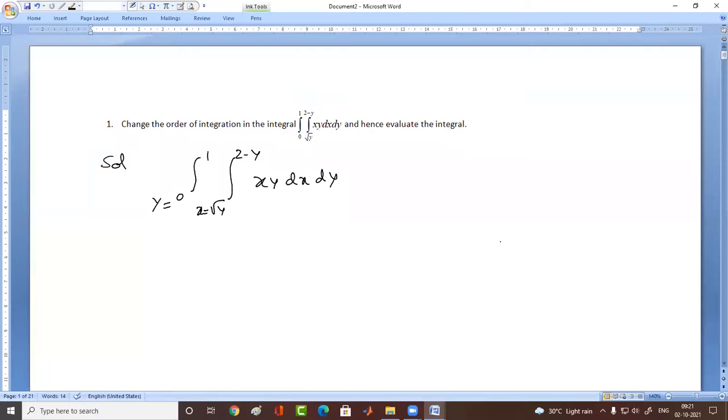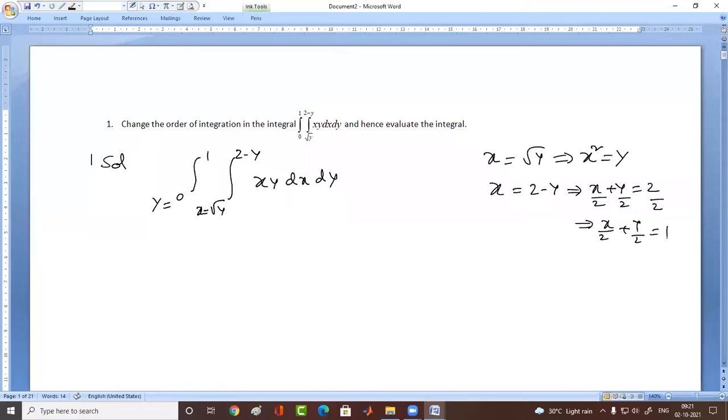What is the region? Here first, x equals root y, nothing but x square equals y, a parabola. The other curve is x equals 2 minus y, nothing but x plus y equals 2. If you divide by 2, this is nothing but x by 2 plus y by 2 equals 1.